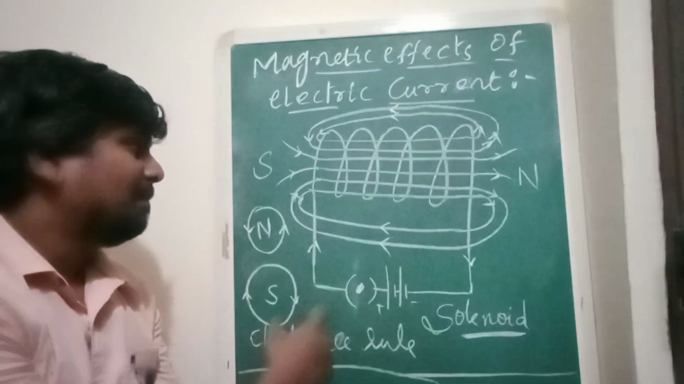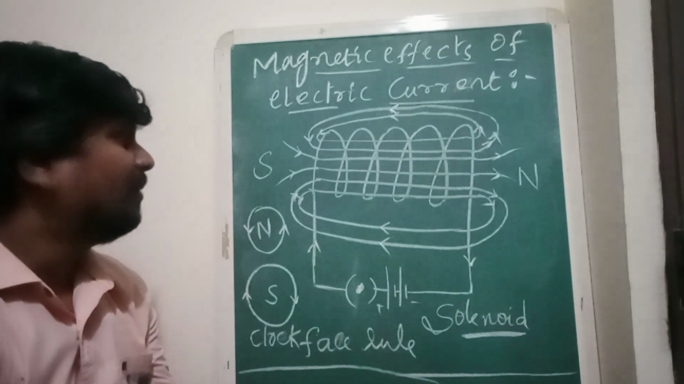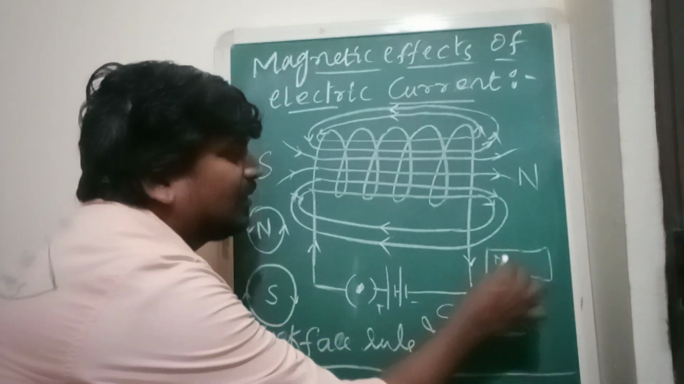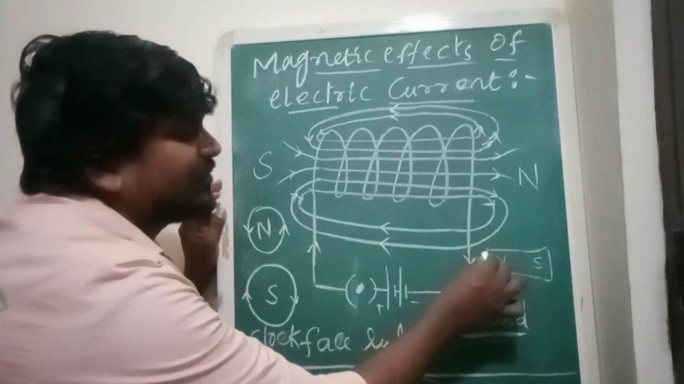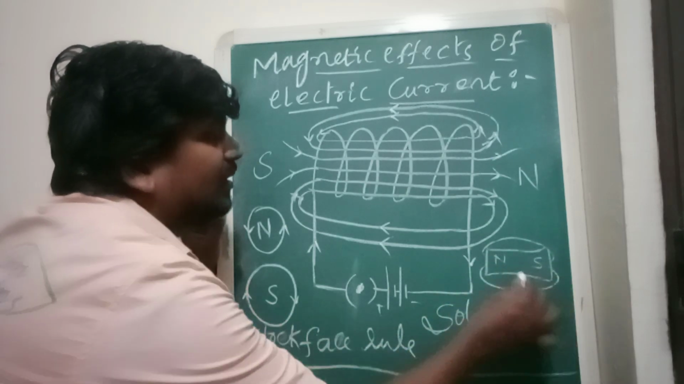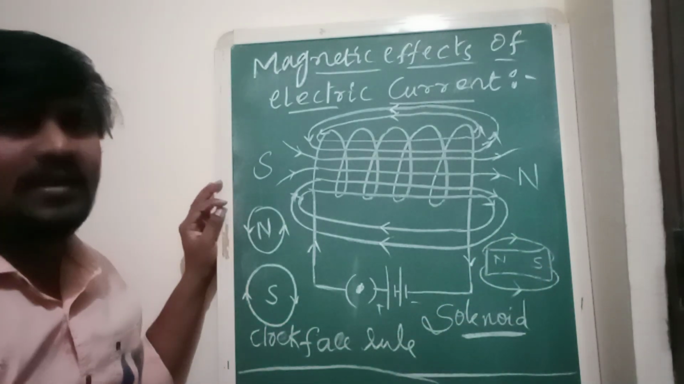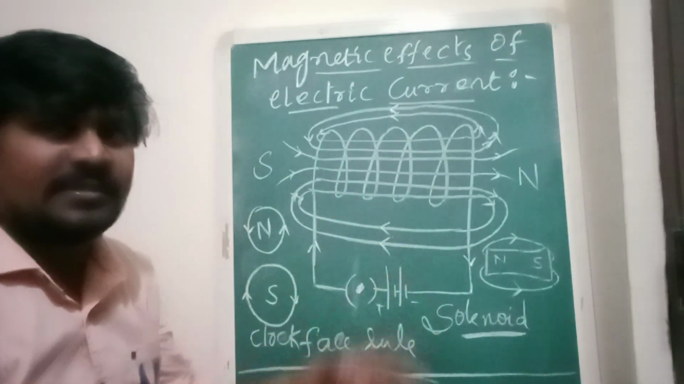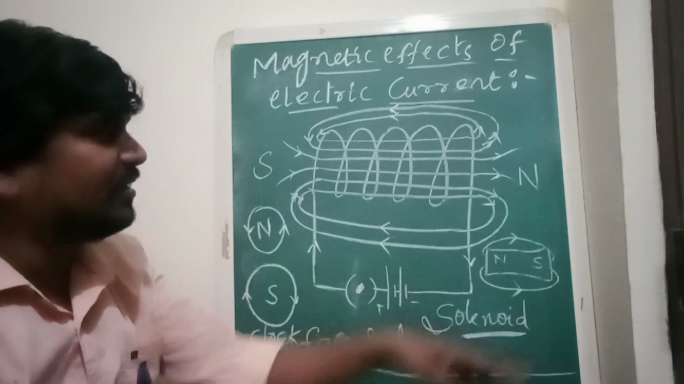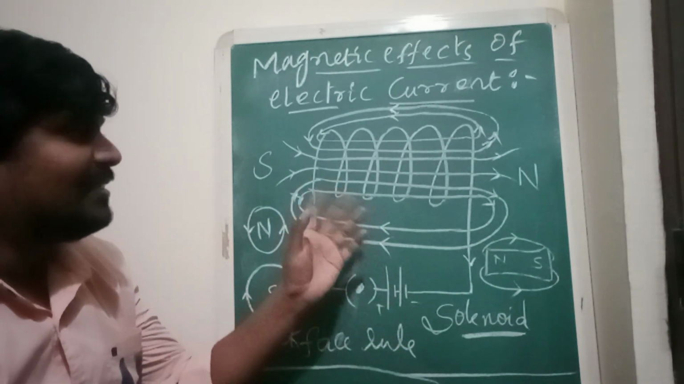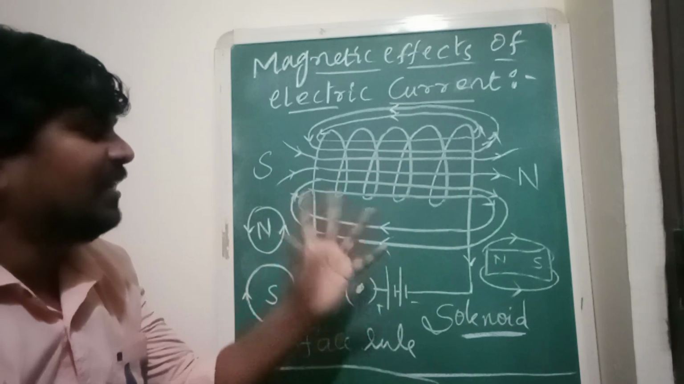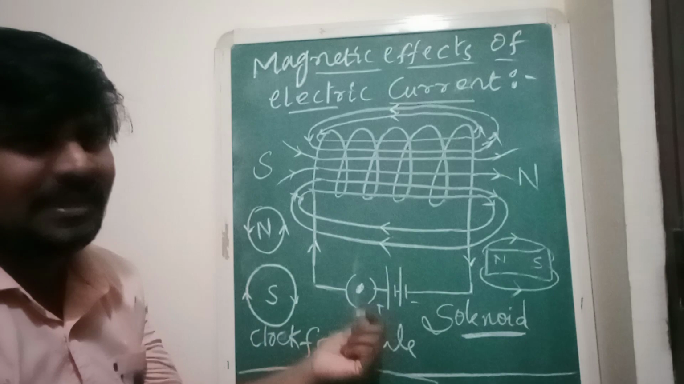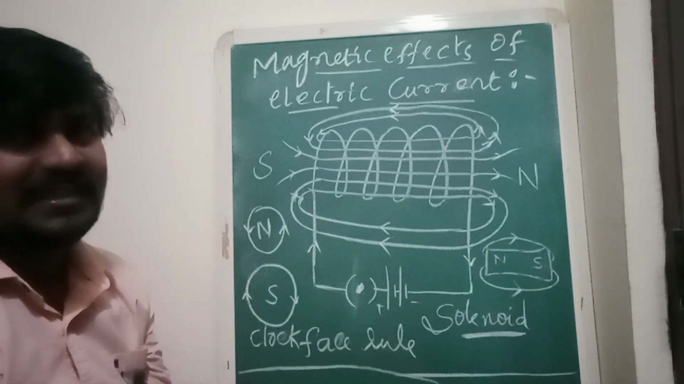Now, comparison of the bar magnet and solenoid. I am considering here a bar magnet with a north pole and south pole. Around this magnet, a magnetic field will be created. For the bar magnet, poles are fixed, but for the solenoid, poles can be interchanged by changing the polarities of the battery. If you interchange the battery, the poles also change.